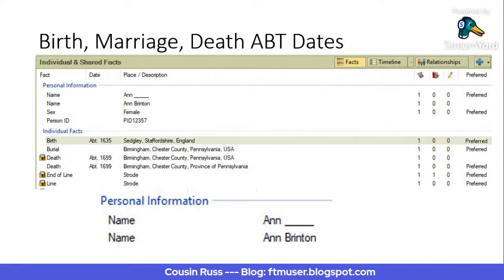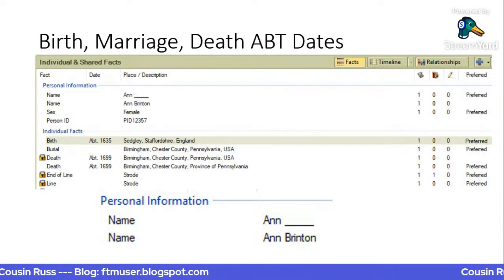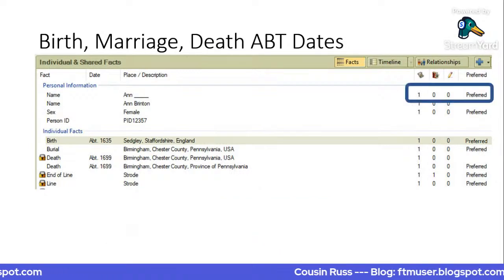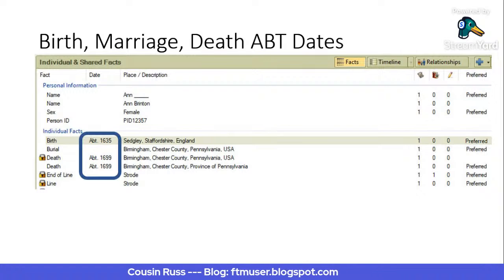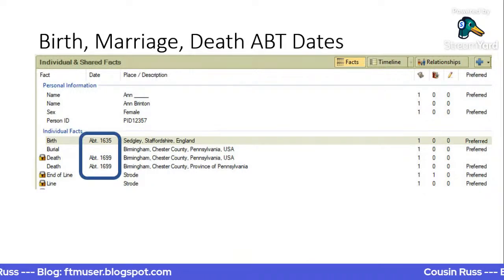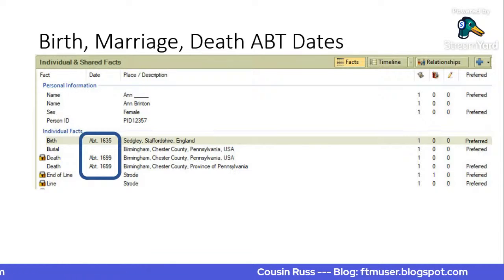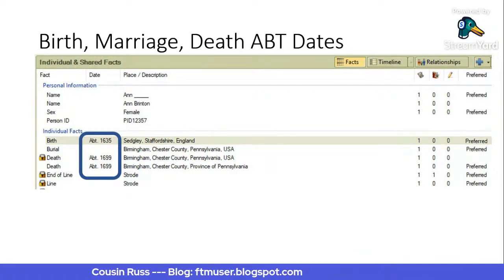So that's her name, both names that I have for her until I found that record a minute ago, and I mark it as preferred. And that's where the abouts are. I should have looked at what I had done in the PowerPoint. So I have circled the about dates. I'm very consistent about that.